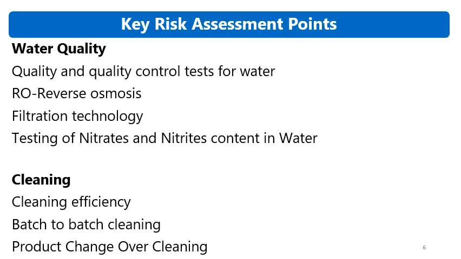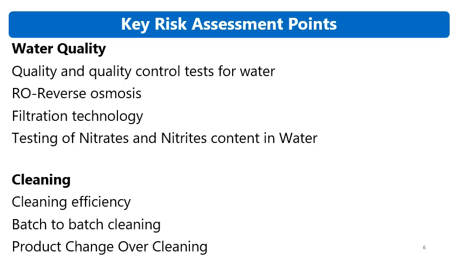Another important thing is water quality. Water is used for cleaning. Water is also used as a solvent. So quality and quality control tests for water become very critical. Water used in the plant is purified by reverse osmosis, that is RO water, and also by filtration technology.